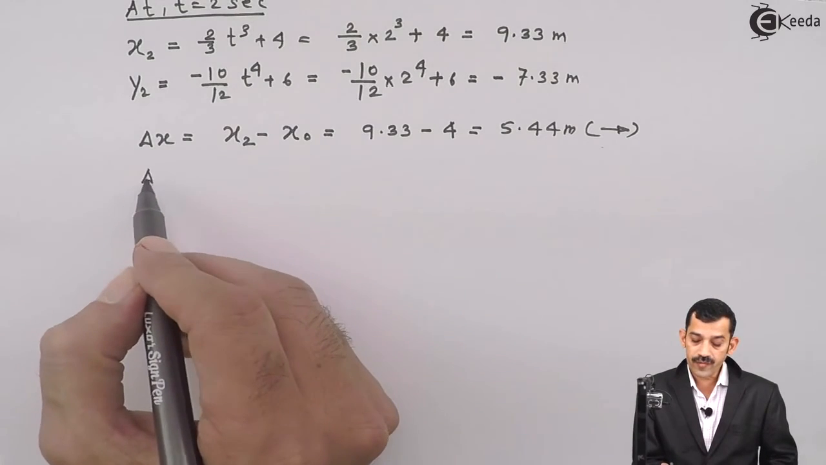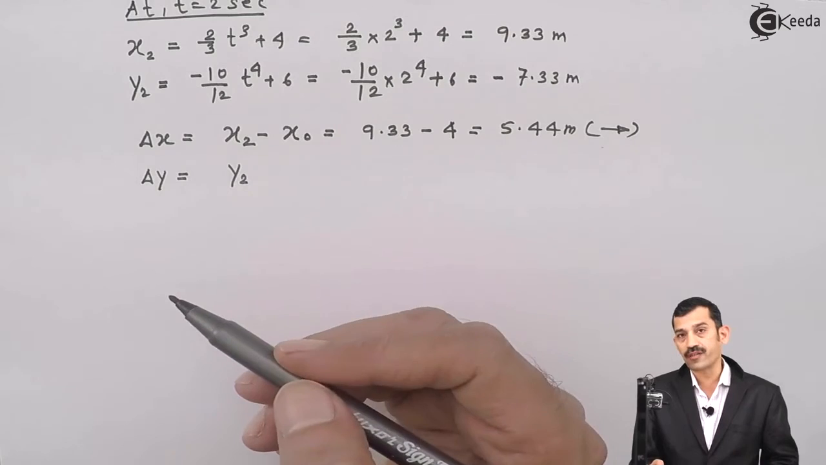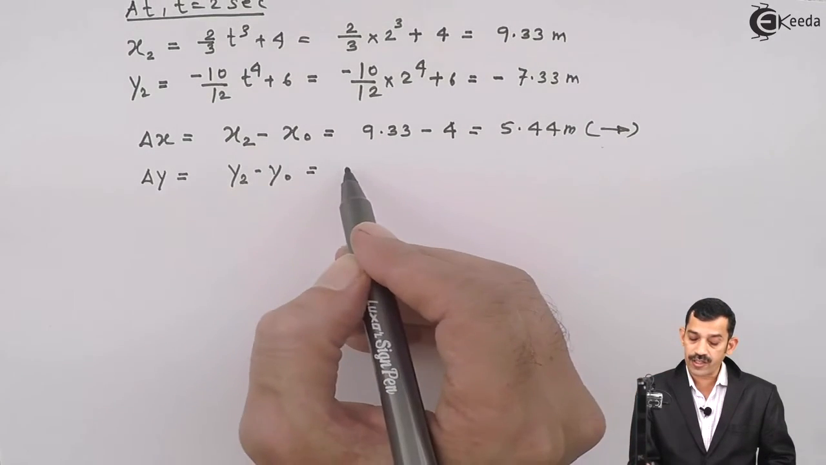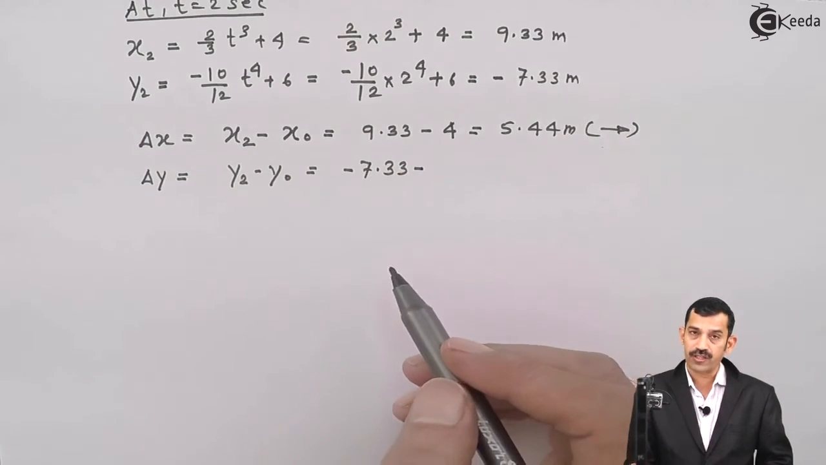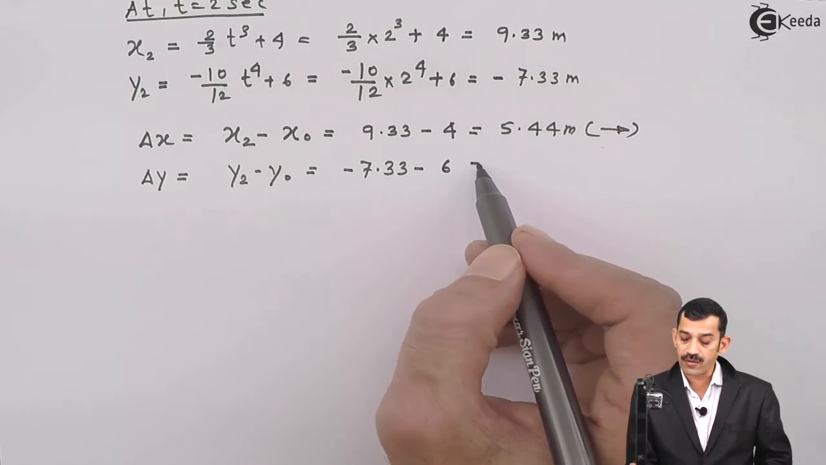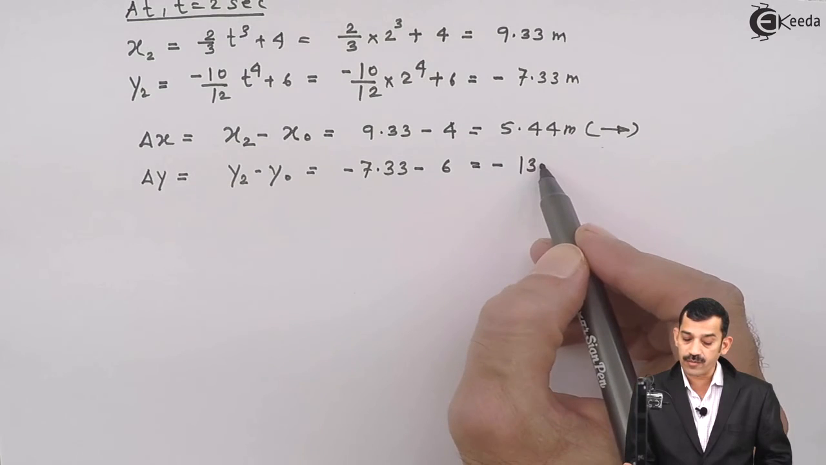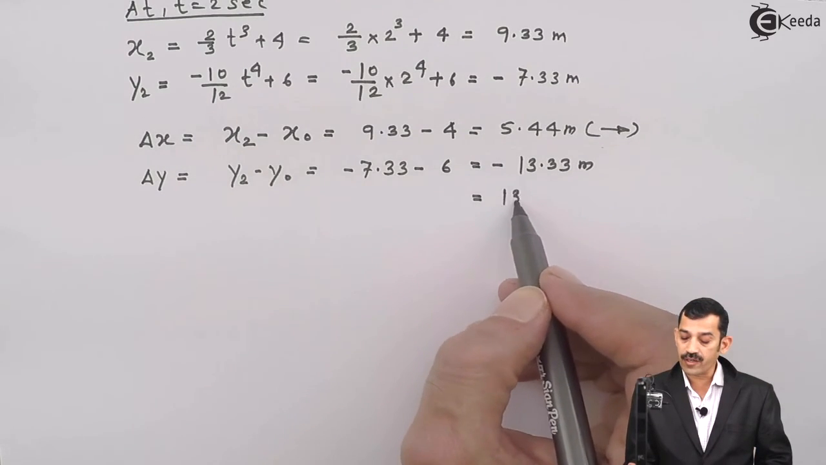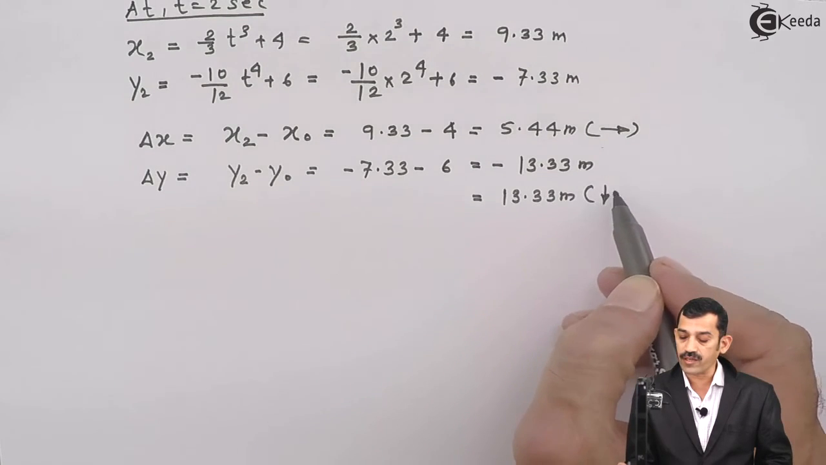Similarly, for displacement along the y-axis, the final position at 2 seconds is minus 7.33 and the initial position at t equal to 0 seconds, y is given as 6. Therefore, you will get minus 7.33 minus 6, which is minus 13.33 meters. But as the answer is negative, in the vertical direction the particle moves vertically downward.